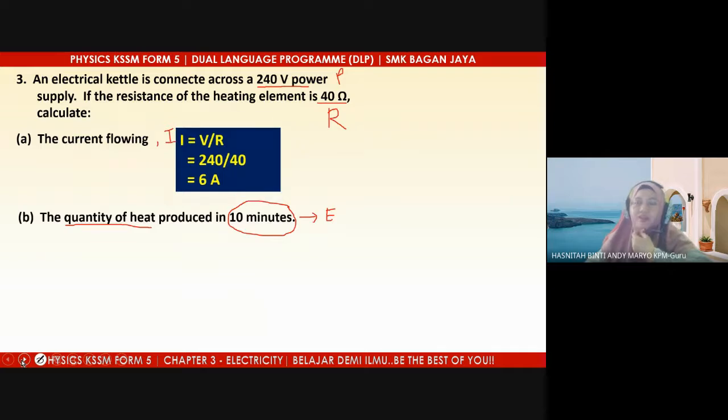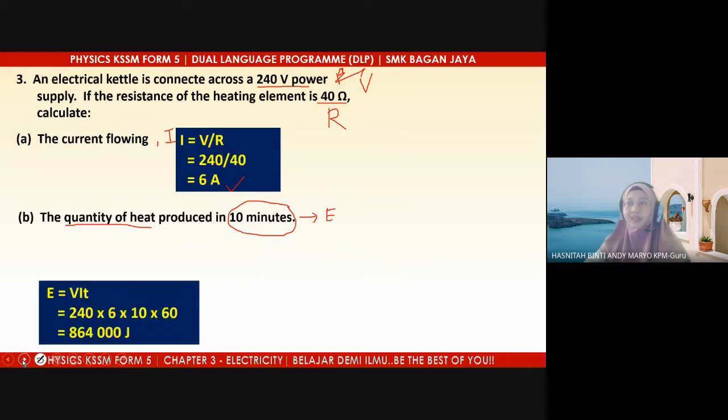We check first for A. Yes, very good. Sorry, this is not power. It is 240 volt, this is supposed to be the voltage. So the voltage 240, resistance 40. So yes, 6 ampere. Very good. Okay, fine. Now the heat energy.